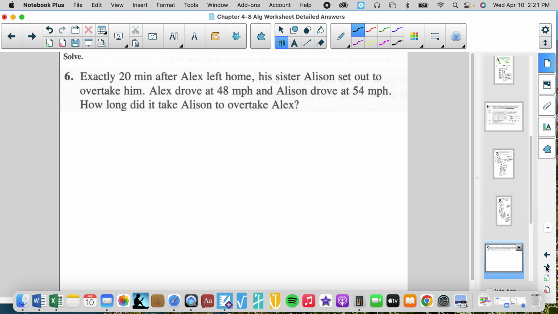Alex drove at 48 miles per hour. Allison drove at 54 miles per hour. How long did it take Allison to overtake Alex?